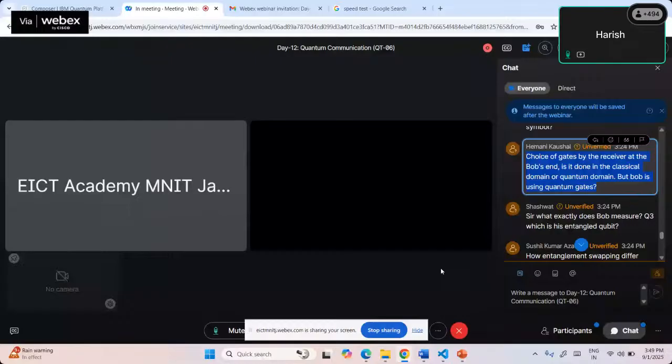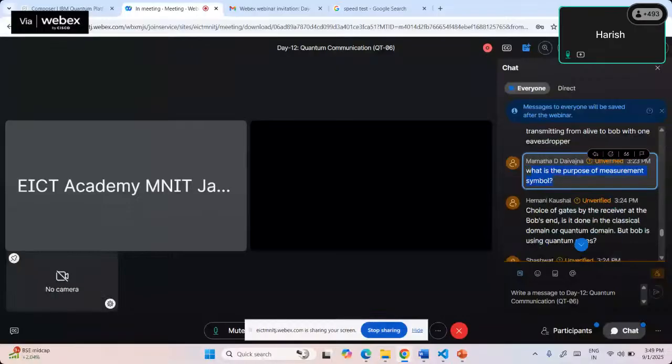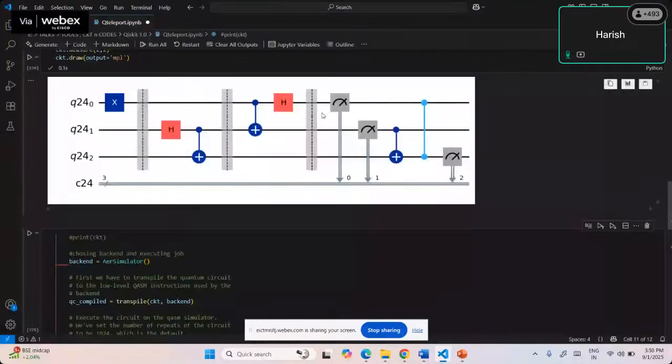Yeah, what is the purpose of the measurement symbol? So see here, on measurement we are getting these two bits of information, M1 and M2. If we do not know these values, then we do not know whether to apply X gate or not, whether to apply Z gate or not.